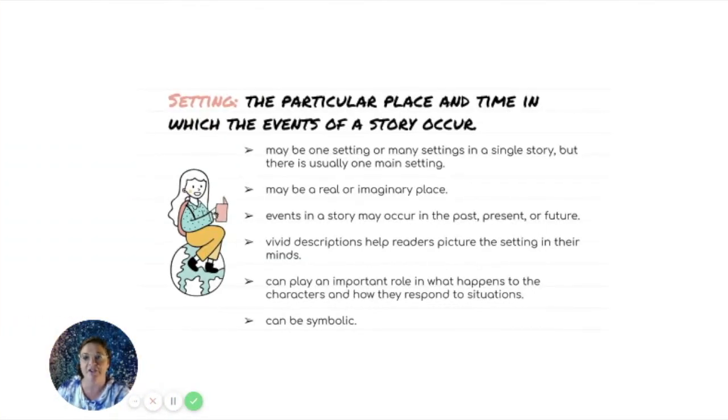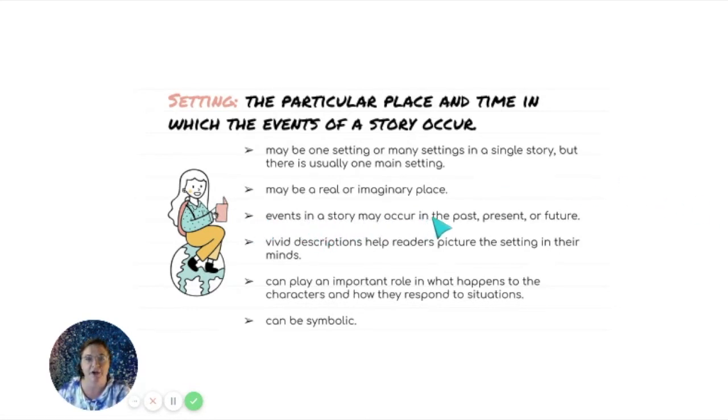All right, so now that you've decided on the type of external conflict you would like to use in your story, I want you to think about the setting for your story. Okay, so the setting is a particular place and time in which the events of a story occur. Okay, so you have to start thinking. Now, there can be more than one setting in a single story. There could be many settings, but there's usually one main setting. So today what I want to do is find out, where does your story start, right? Where does your story begin? Your setting may be real or imagined.